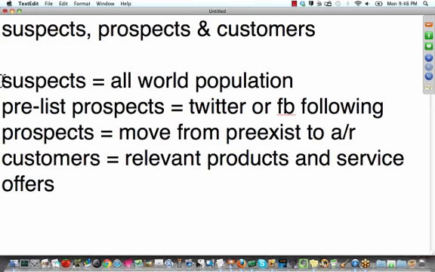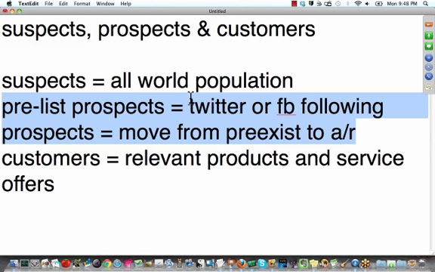So we want to move them from pre-list prospect to prospect. They've already moved themselves from suspect to the internet. They've already gone from somebody who's just walking around in the world to somebody who's also on Twitter. So if you could start following the followers of other experts that you know, or just build your network by looking for people who are interested in a certain keyword, you can go to twitter.com/search and search dog grooming, and then find people who have dog grooming in their profile and follow them. There are a lot of ways to do it, and you can build your own following, and you're free to do so.